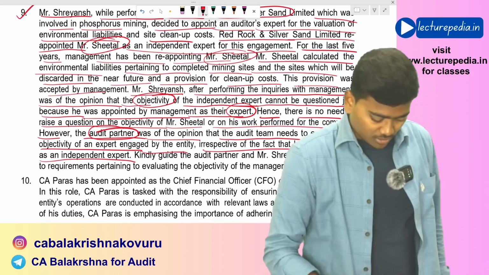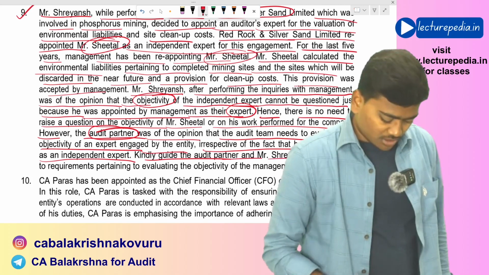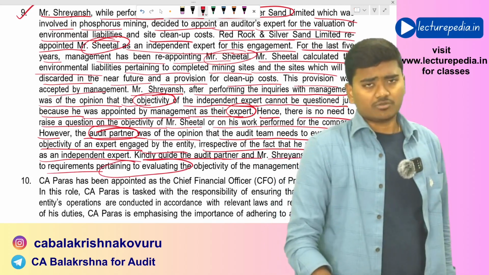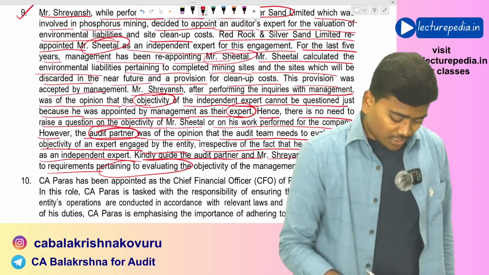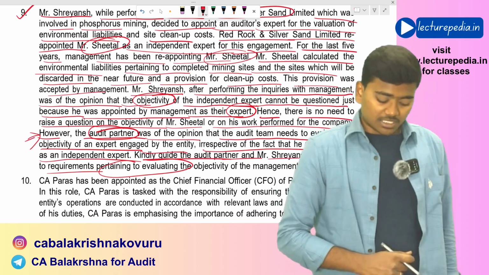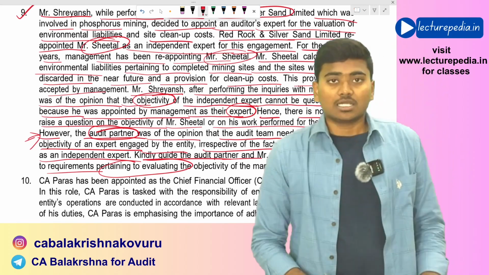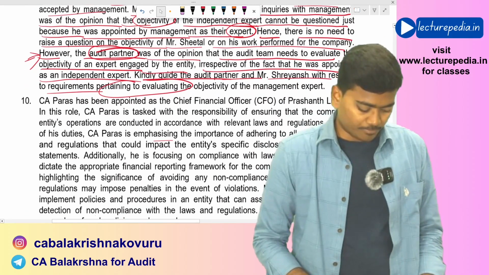Okay, that you need to mention. So kindly guide the audit partner and Mr. Shreyans with respect to the requirement pertaining to evaluating objectivity. Yes, they need to evaluate the objectivity. The contention of the audit partner is correct, but the contention of Mr. Shreyans is not correct. That you need to conclude.